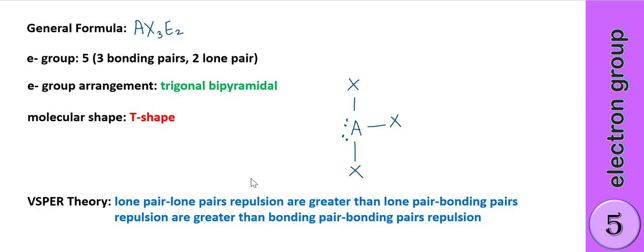Okay, so since the repulsion of lone pair-lone pair is greater than lone pair-bonding pair, or greater than bonding pairs, the bond angle here will become less than 90 degrees. For certain books, they wrote it as approximately 90 degrees. It approaches 90 but it is not exactly 90.